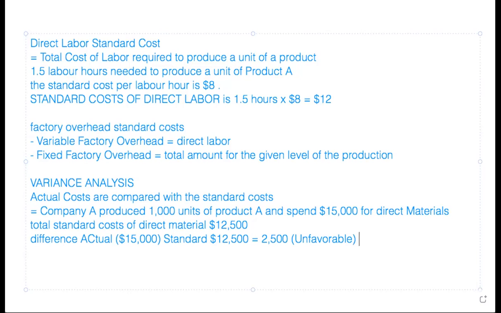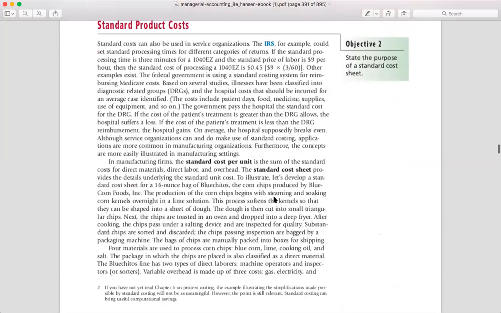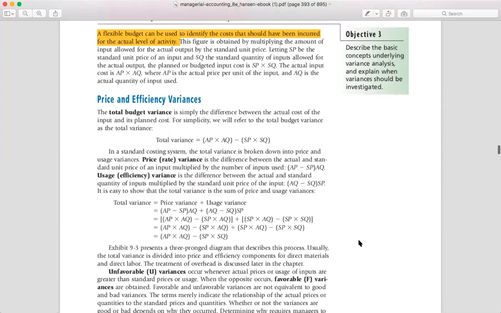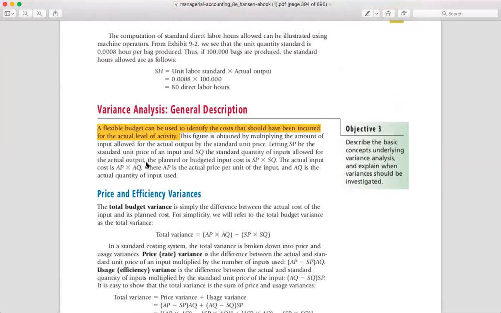So now let's move on. Okay, here we go. Have a look. This is the types we talked about before: direct materials, direct labor, and also overhead. This is standard price, standard usage, standard cost. Now we come to the variance analysis. We've done it before, right? The flexible budget can be used to identify the costs that should have been incurred for the actual level of activities. How to get it? By multiplying the standard unit price, the standard price, by the standard quantity allowed for actual output.